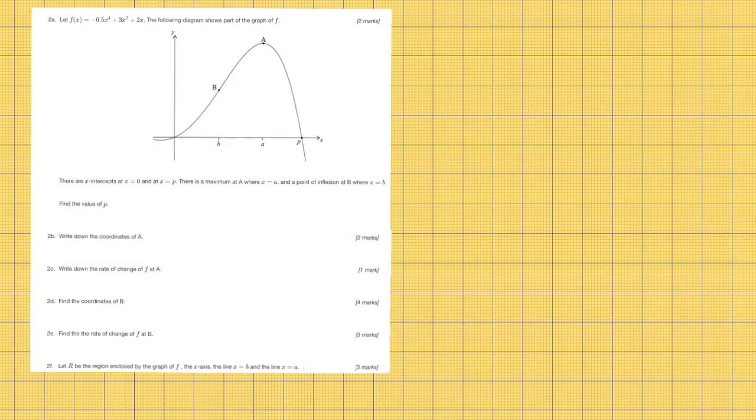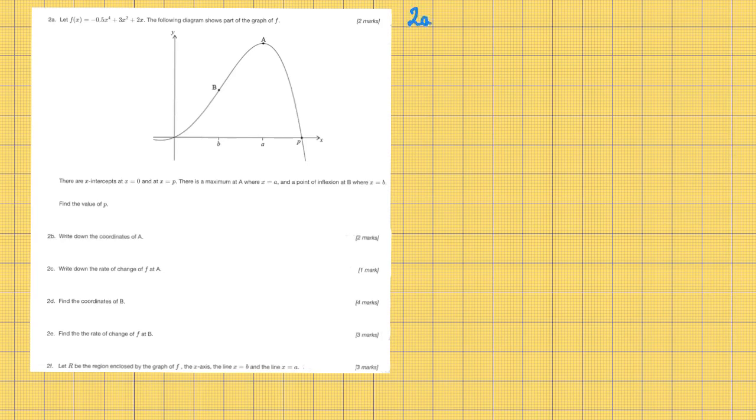This is another good example of an IB question. Let f of x equal minus 0.5 x to the power of 4 plus 3x squared plus 2x. The following diagram shows part of the graph of f. There are x-intercepts at x equals 0 and at x equals p. There is a maximum at A, where x equals A, and a point of inflection at B, where x equals B. 2a. Find the value of p.